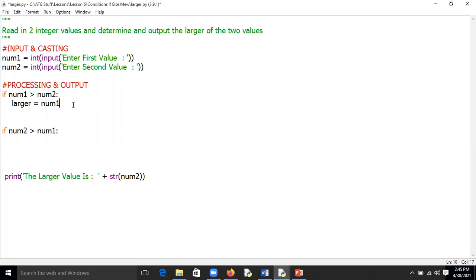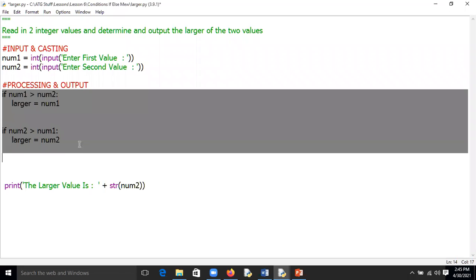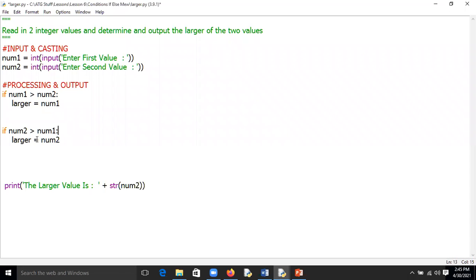Now, what am I doing? If num1 is larger than num2, then I'll take num1 and put it in larger. And if num2 is greater than num1, then what do I do? I'm going to say larger is assigned num2. So after these two if statements have been processed, depending on whichever one was true, the variable larger stores the larger value. So I don't need two print statements. All I do is display the variable larger.